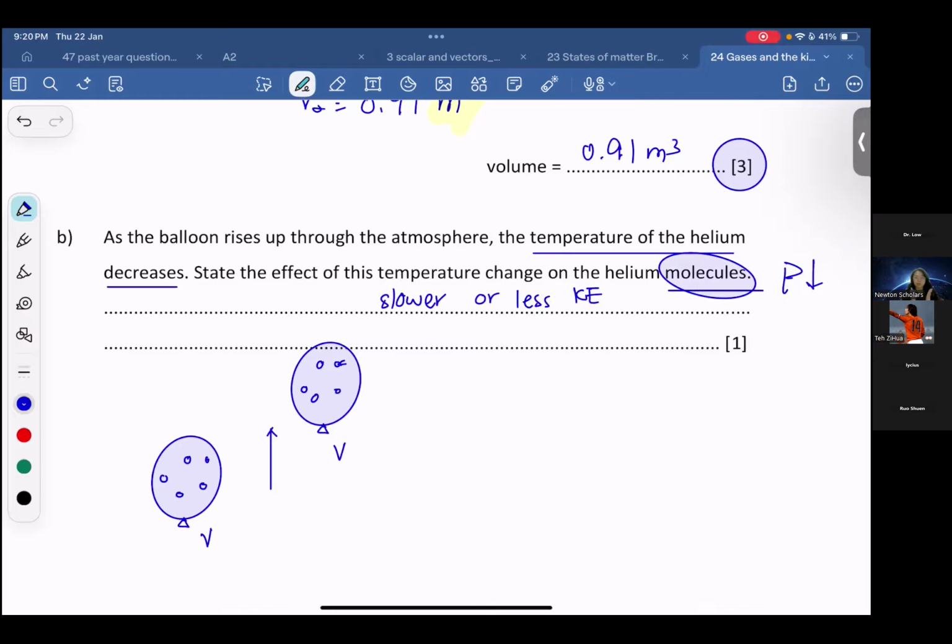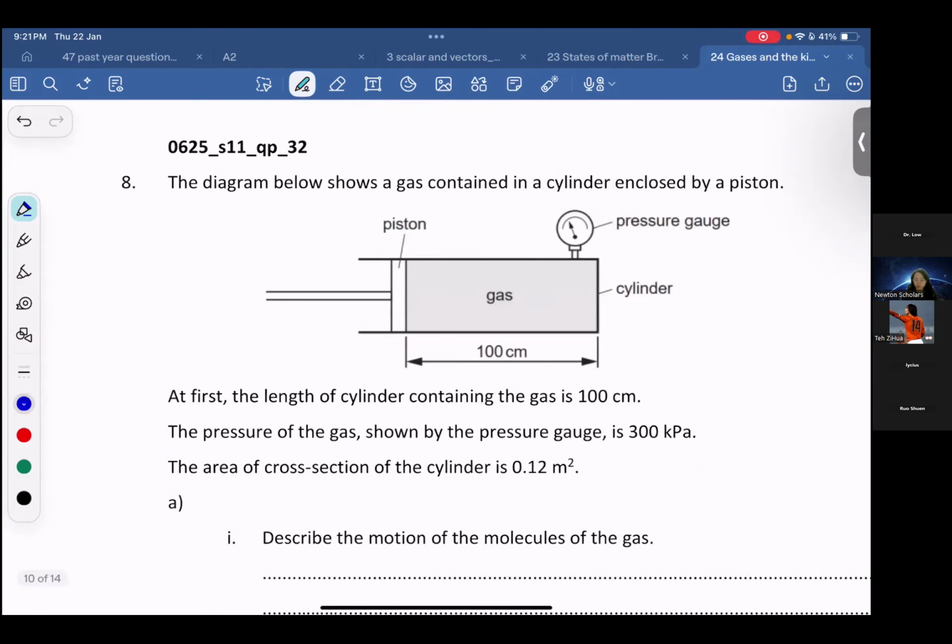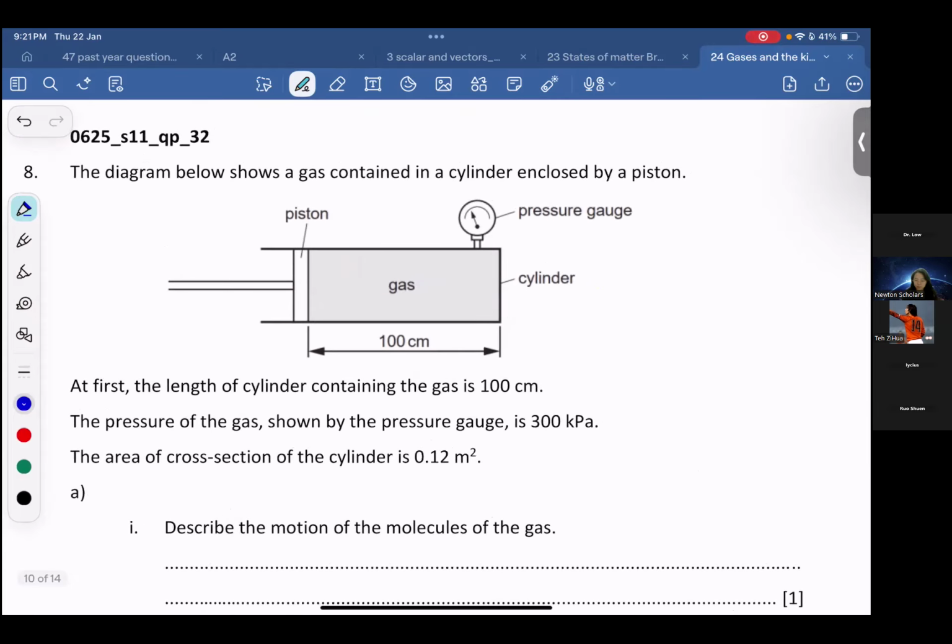Okay, boys and girls, can we proceed to page number 10? Yes, let's go.